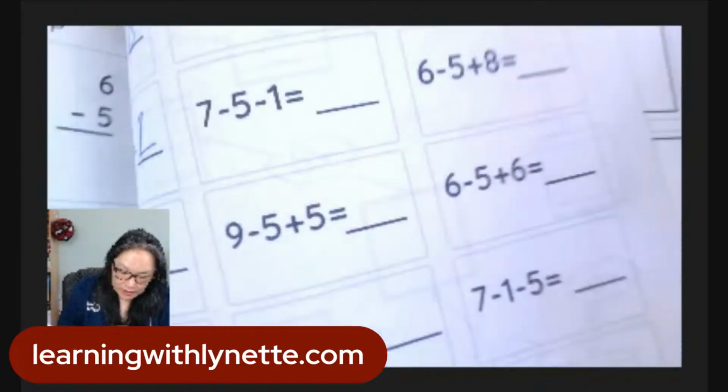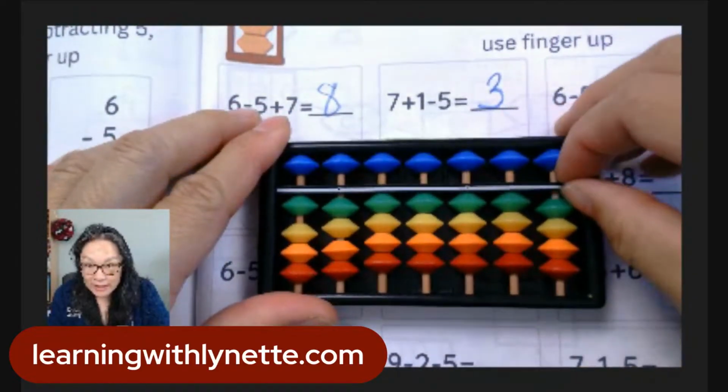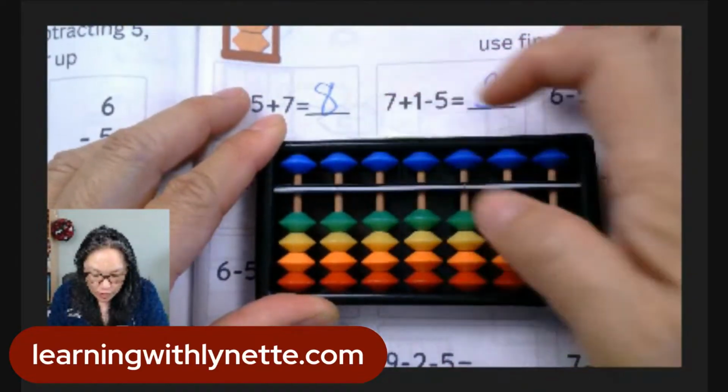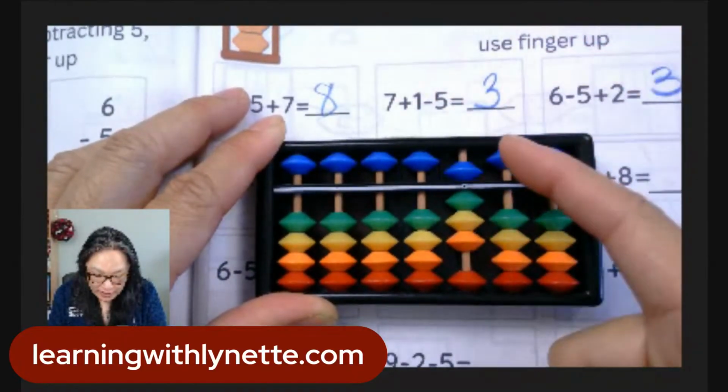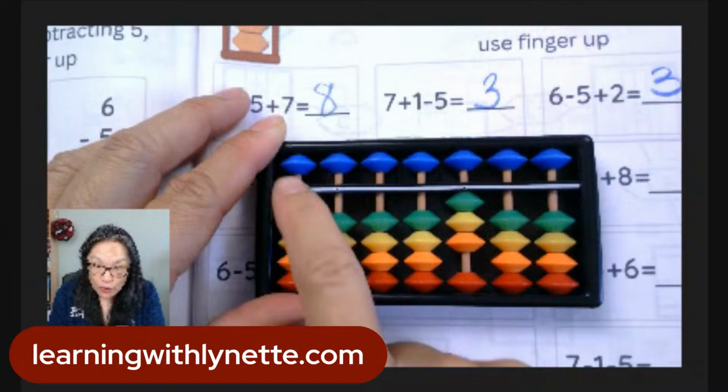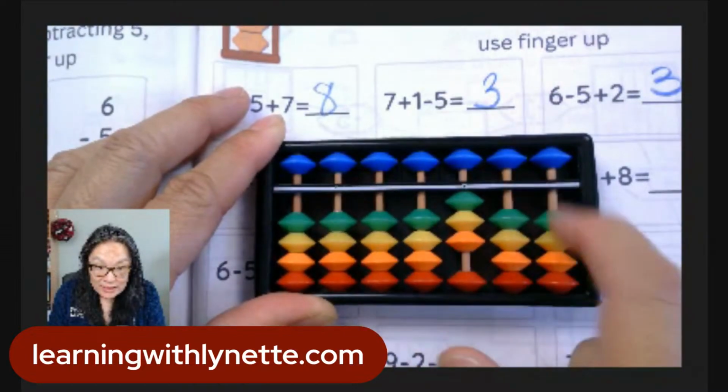When we go through it, right, we have our takeaway, we have our minus. And again, if I have 7 and I add the 1, and now I take away the 5. When I take away the 5, I'm just removing the 5 away from the horizontal bar. Now what I did is I subtracted.